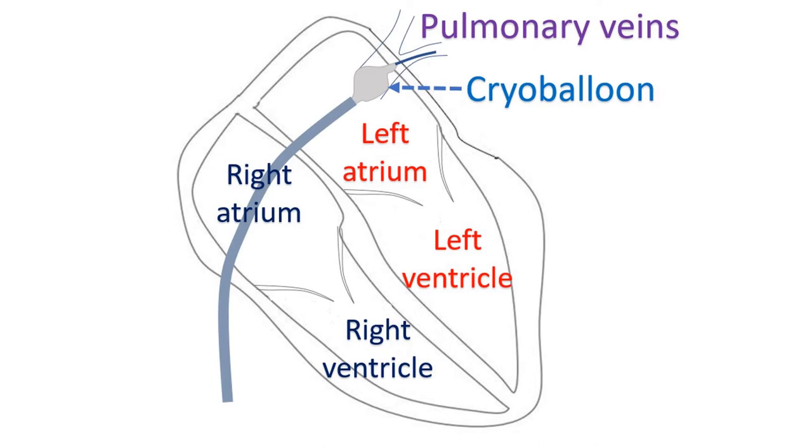Atrial fibrillation is an irregular fast rhythm of the heart originating from the upper chambers. Recurrent episodes of atrial fibrillation can be initiated by abnormal electrical activity near the opening of the pulmonary veins into the left atrium. This abnormal electrical activity can be abolished by freezing with cryoballoon.